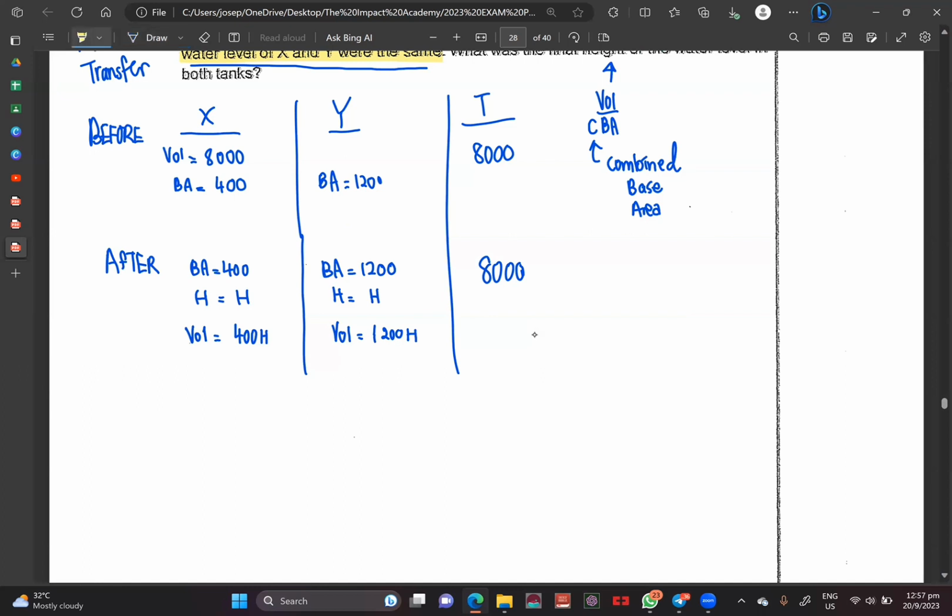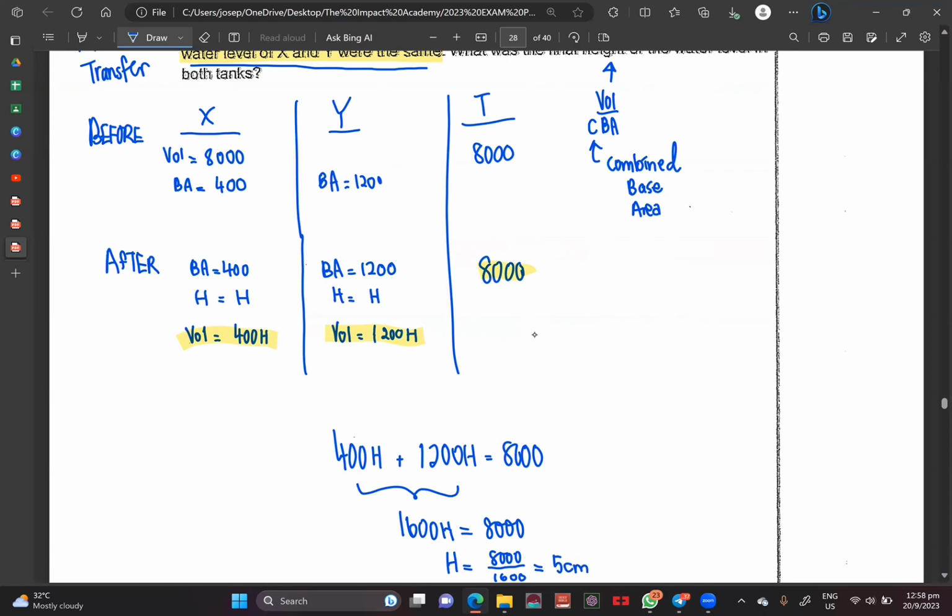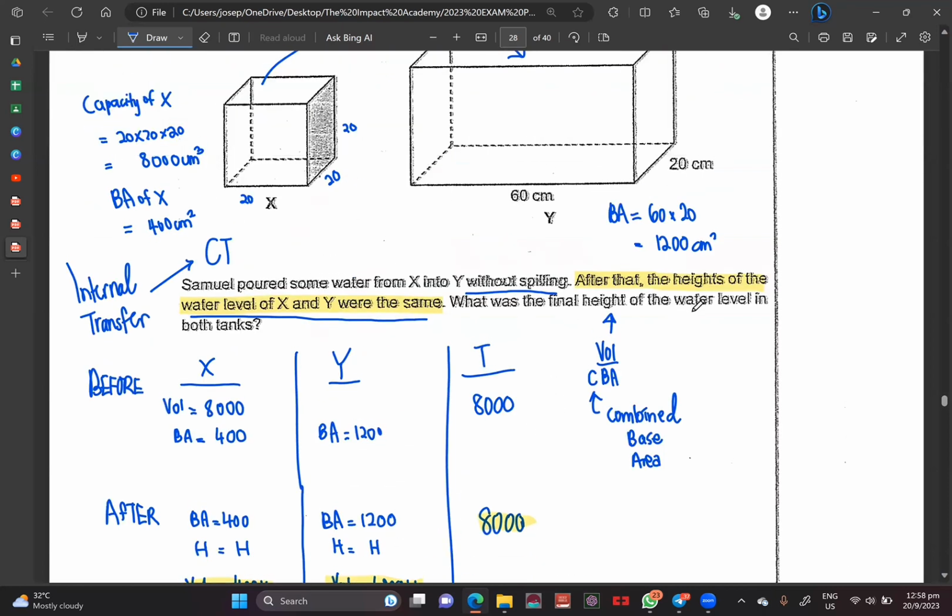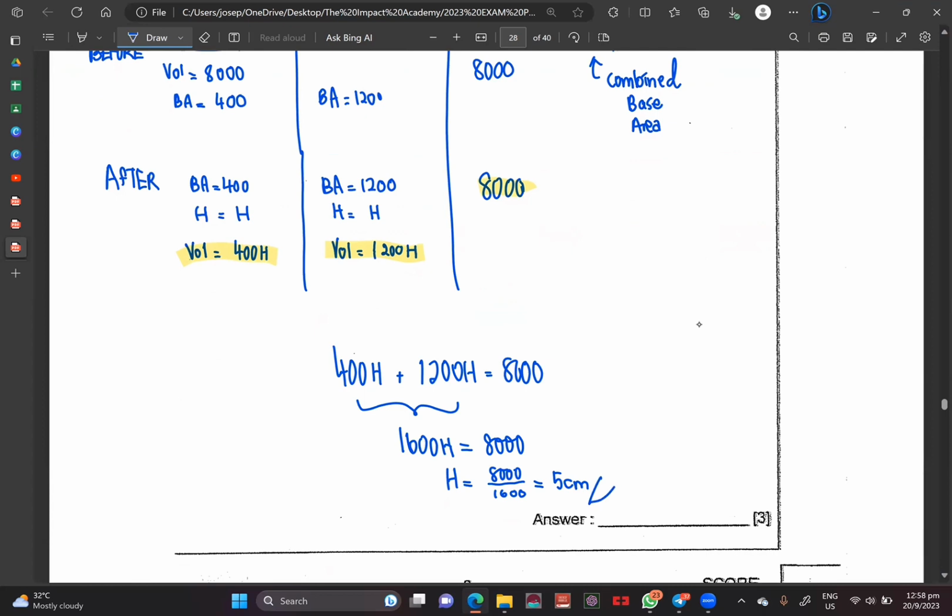So what we can say is that the volume of X plus the volume of Y is actually still equal to 8,000. So 400 H plus 1,200 H is equal to 8,000. So when we have this, we get 1,600 H equals 8,000. What we want to do next is find H, and H will then be 8,000 divided by 1,600. Therefore my answer for this question has to be 5 centimeters. Now, the question says, what's the final height of the water level in both tanks? Your answer has to be 5 cm.